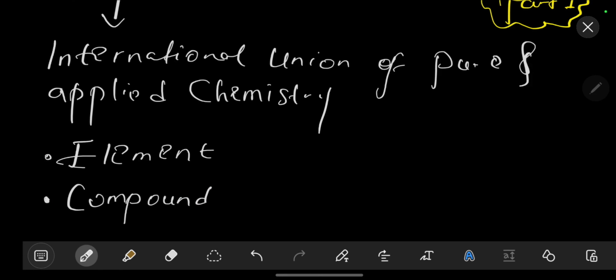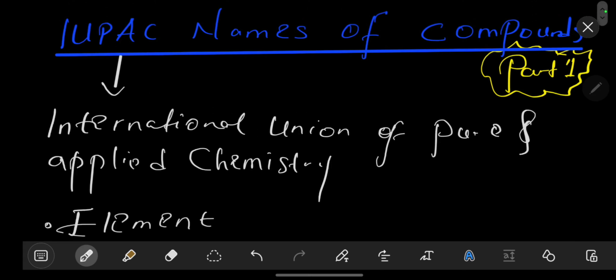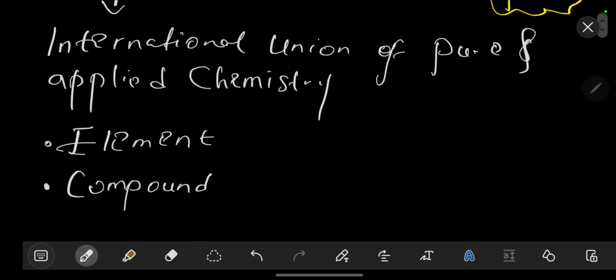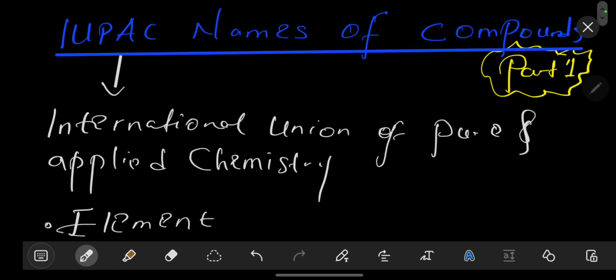Firstly, what is an element? An element refers to a substance which cannot be split into simpler units by an ordinary chemical process. And by the way, this is part 1 of this video, because I'm going to make this a 2 or 3-part series. So this is the first part. Watch out for the next 2 parts of this particular series.